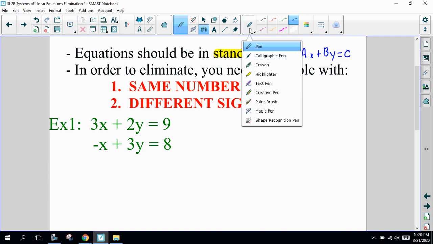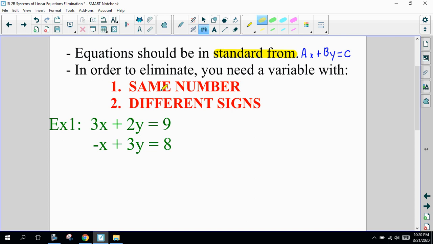And as we look at the first problem here, yes, they are both in standard form, and we're looking for a variable that has the same number or same coefficient in front, and then also we want to have different signs. Well, with what we have right now, the x's have a 3 and a 1. The y's have a 2 and a 3, so unfortunately we don't have the same number in front. But if I look at the x's, I say, well, I could multiply this 1 times 3, and that would give me the same number in front. So we're going to go ahead and do that.